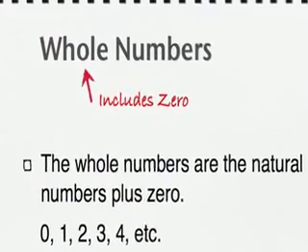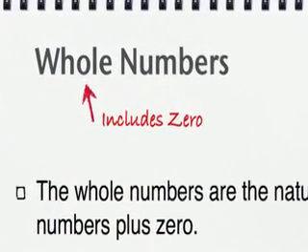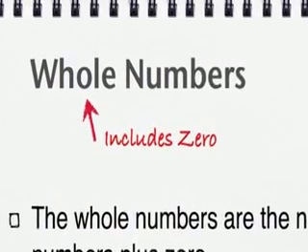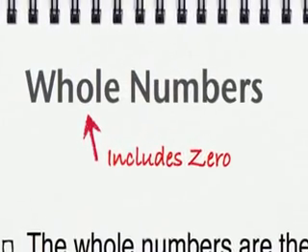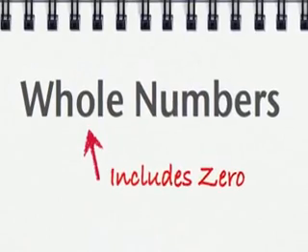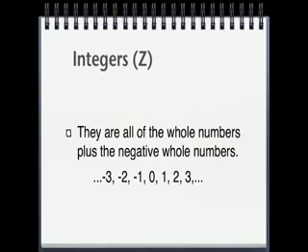A good way to remember that the whole numbers include 0 is to look at the word whole. It has an O in it. That looks like a 0. The integers are all the whole numbers plus the negative whole numbers. So like -3, -2, -1, 0, 1, 2, 3, and so on.